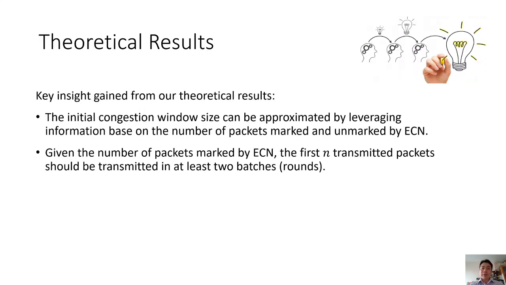To solve this problem, we begin with some theoretical work. Our theoretical work can be referred to in our paper, but here we would like to highlight some of our results. The key insight from our theoretical results is that the initial congestion window size can be approximated by leveraging information based on the number of packets marked and unmarked by ECN. And given the number of packets marked by ECN, the first n transmitted packets should be transmitted in at least 2 batches or 2 rounds.